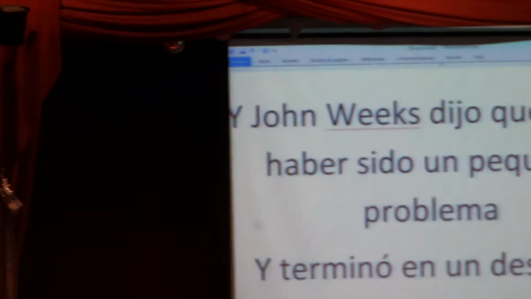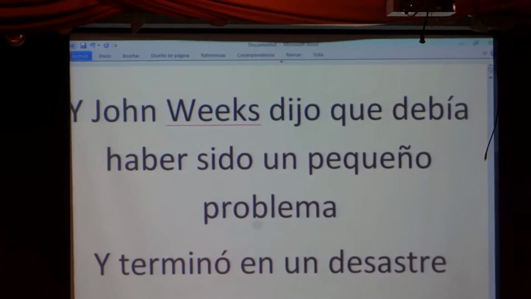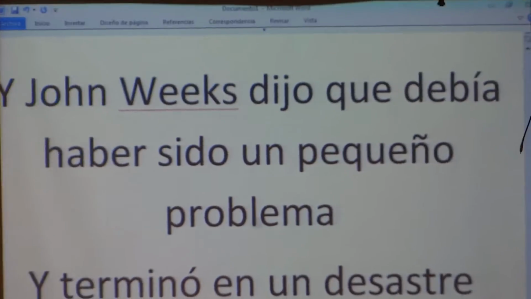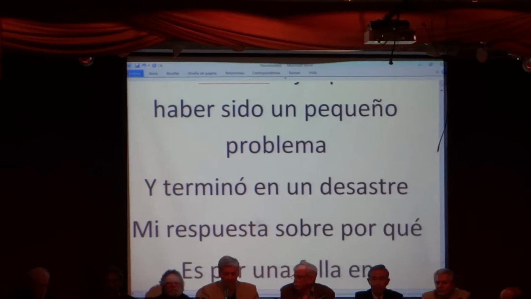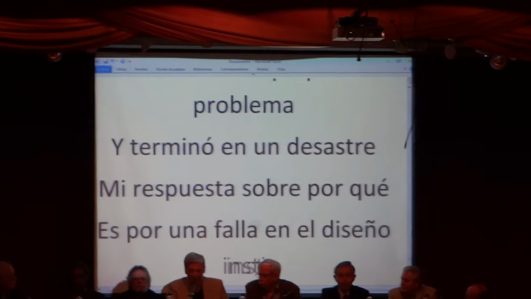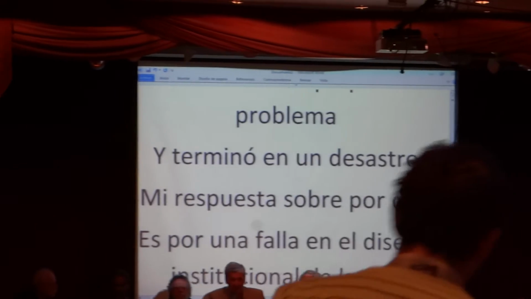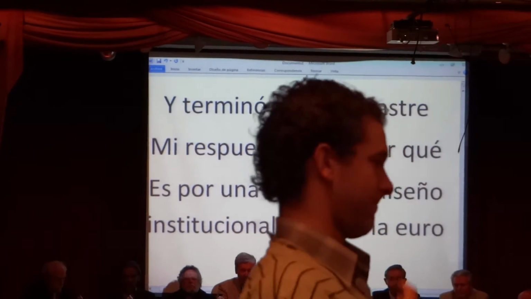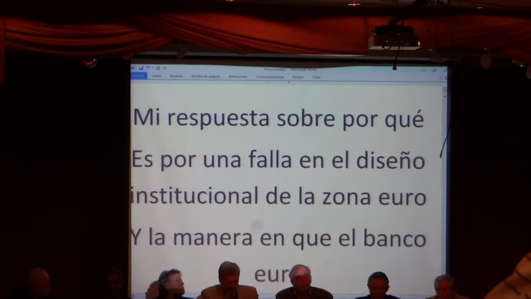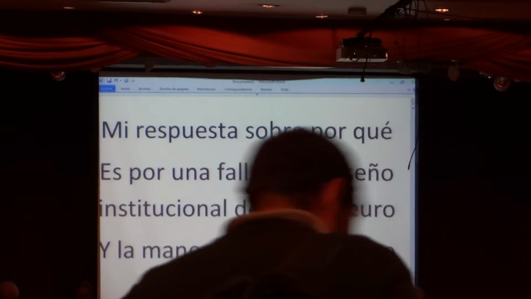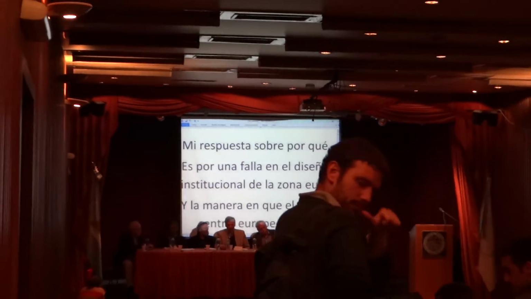My answer essentially is that it's due to a failure or a flaw in the institutional design of the Eurozone and of the way the ECB, the European Central Bank, has been instructed to function. So why is it flawed? Why do we have these flaws?